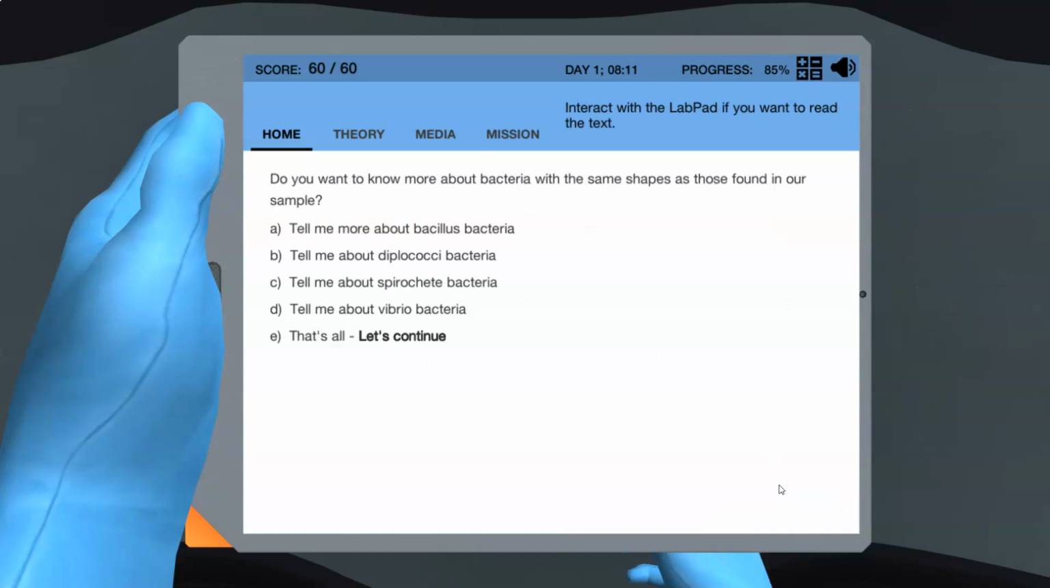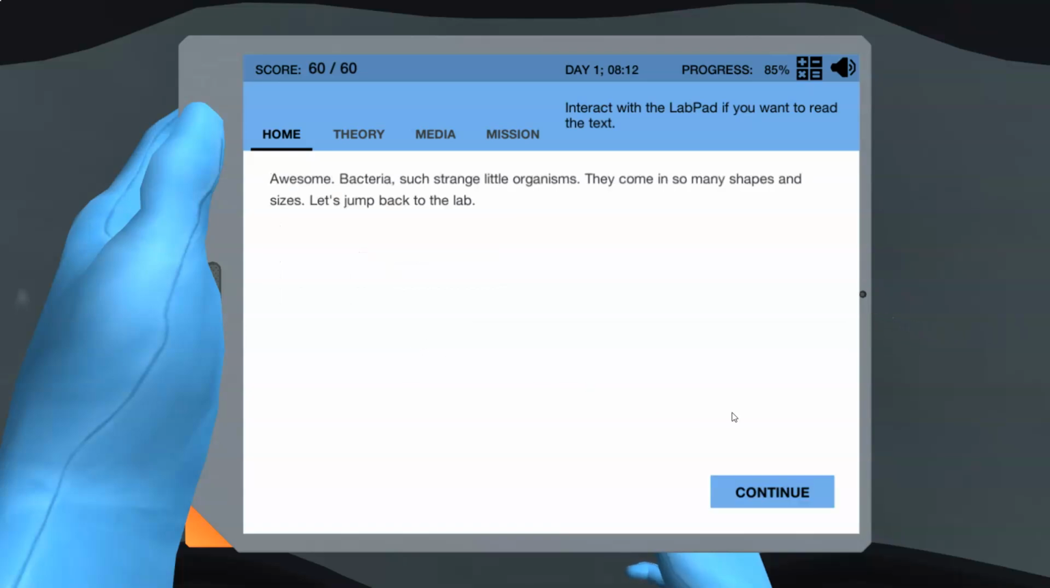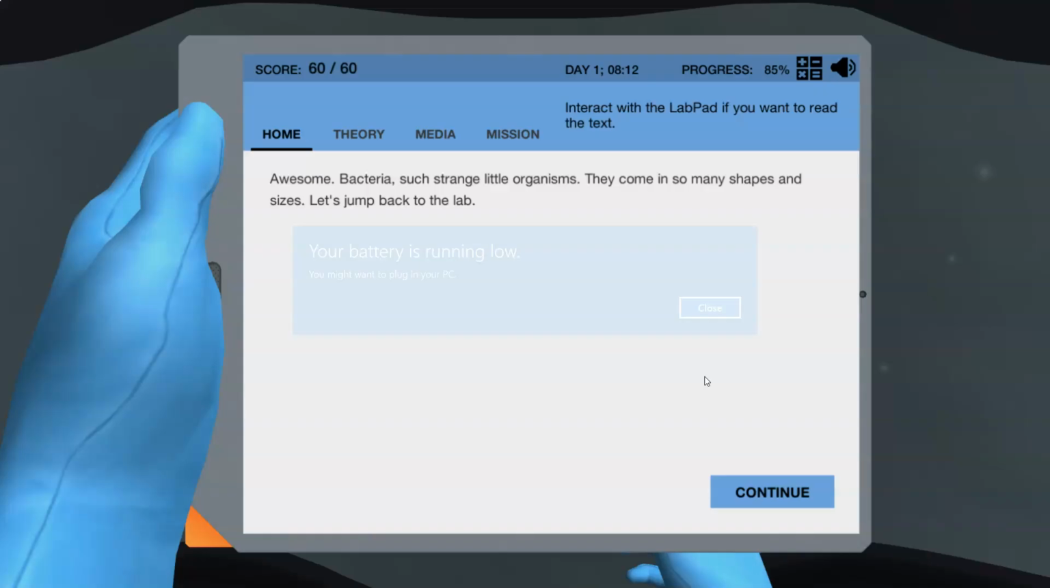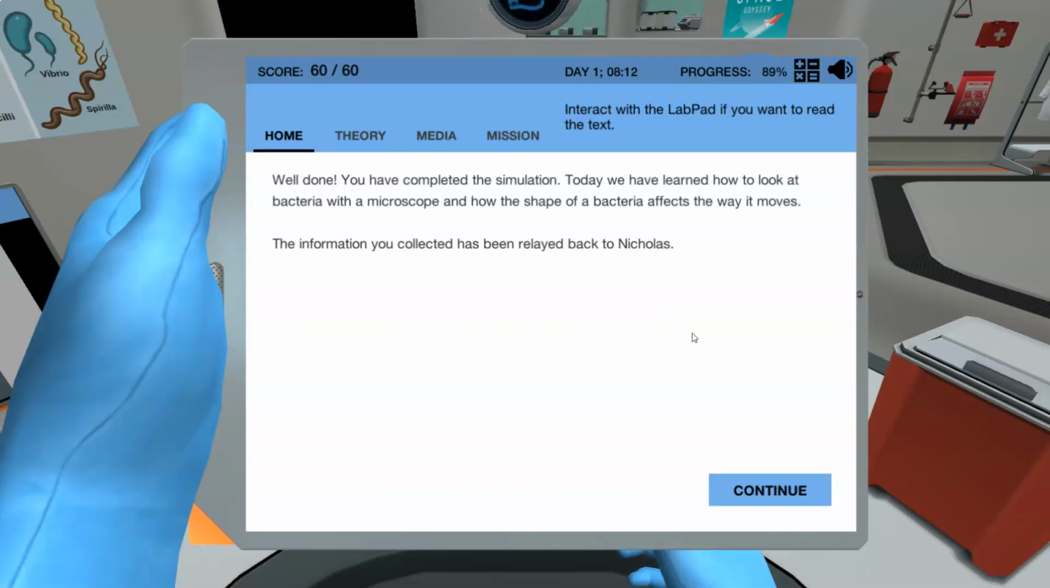Do you want to know more about bacteria with the same shapes as those found in our sample? Awesome! Bacteria, such strange little organisms. They come in so many shapes and sizes. Let's jump back to the lab. Well done. You have completed the simulation. Today we have learned how to look at bacteria with a microscope and how the shape of a bacteria affects the way it moves. The information you collected has been relayed back to Nicholas.